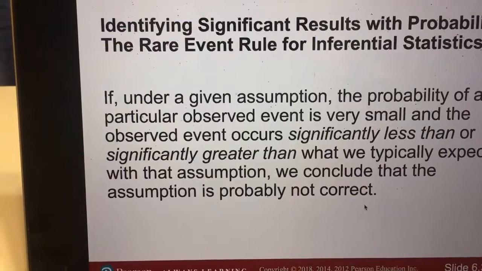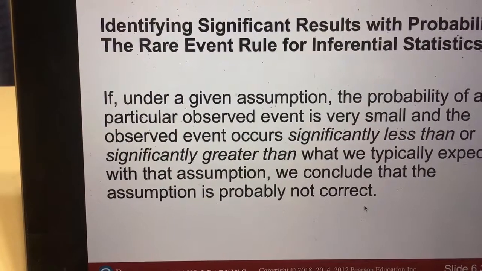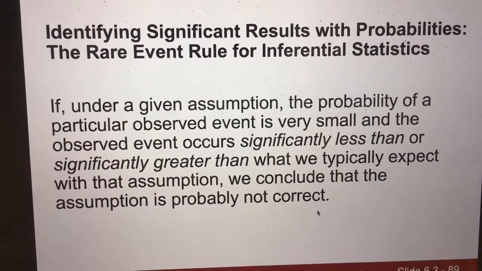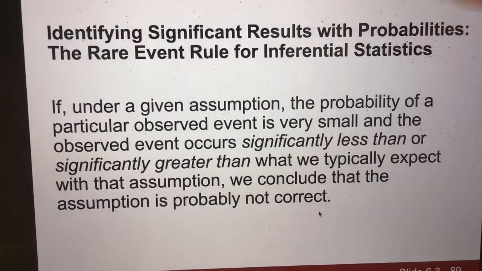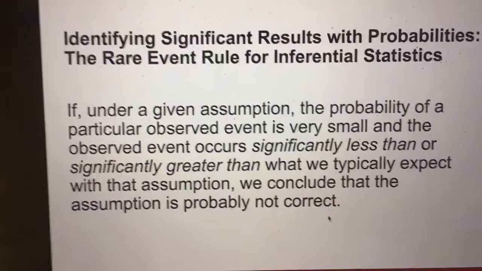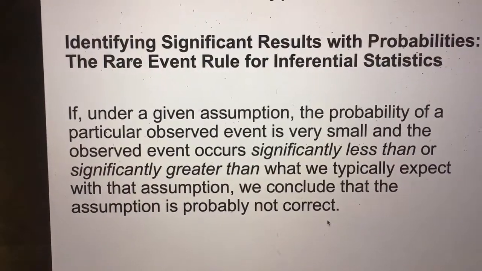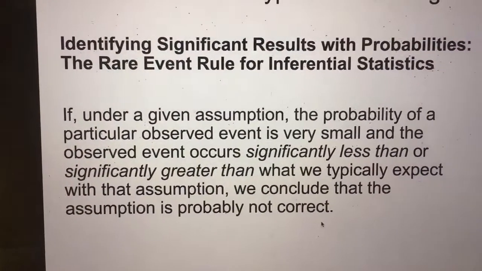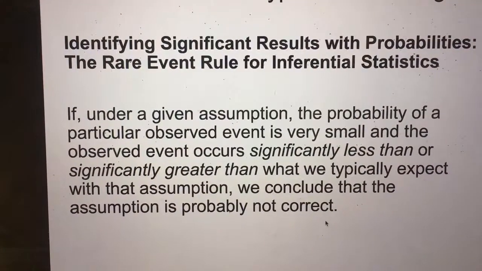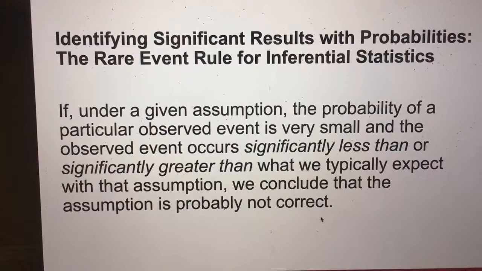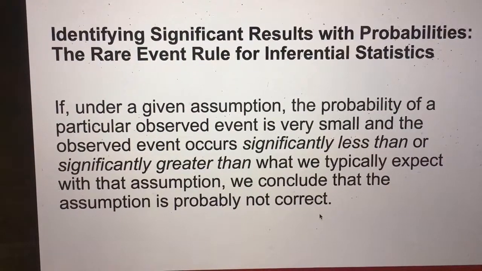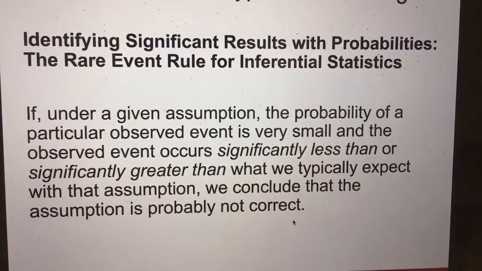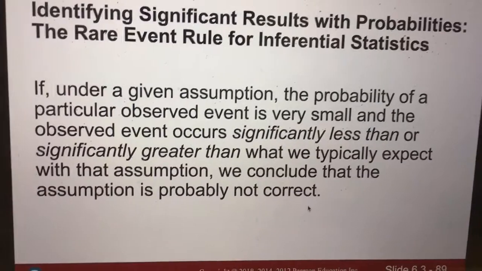Okay, so identifying significant results with probabilities, the rare event rule for inferential statistics. This is kind of an introduction to what we're going to be doing in Chapter 8, an introduction to hypothesis testing. If under a given assumption, the probability of a particular observed event is very small, and the observed event occurs significantly less than or significantly greater than what we typically expect with that assumption, we conclude that the assumption is probably not correct.